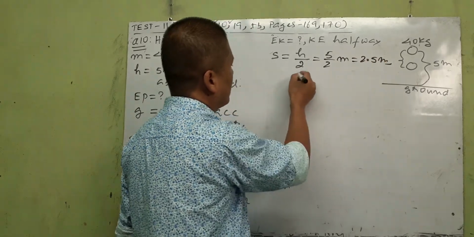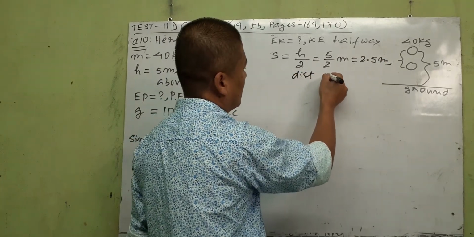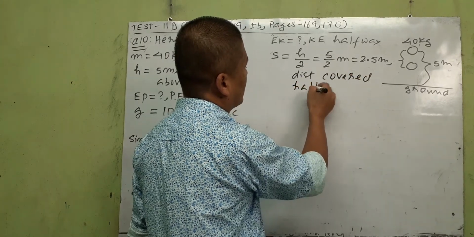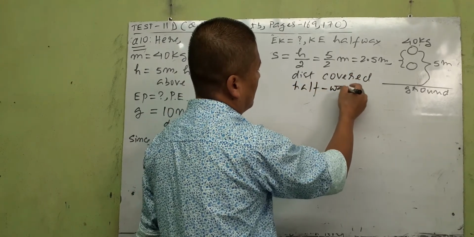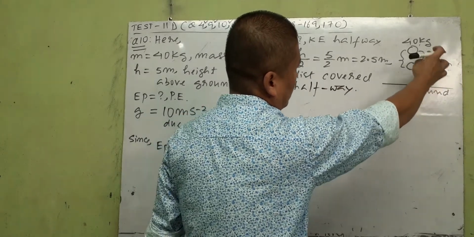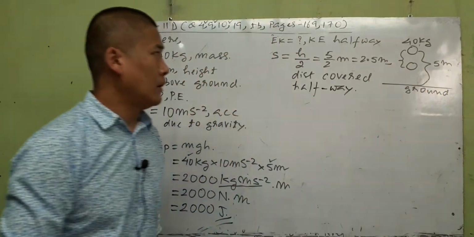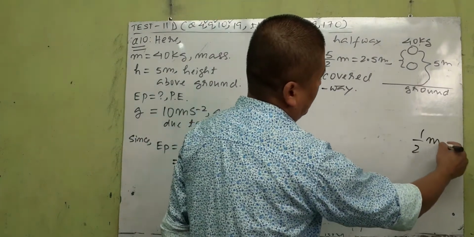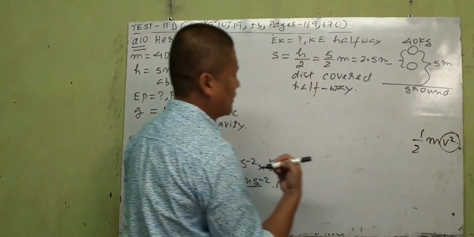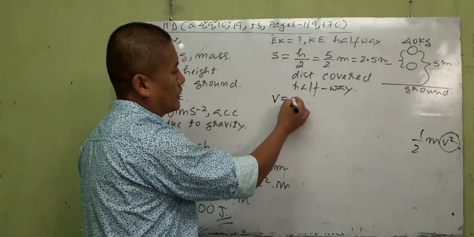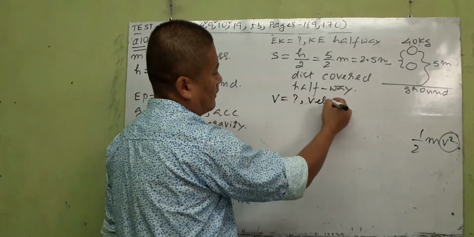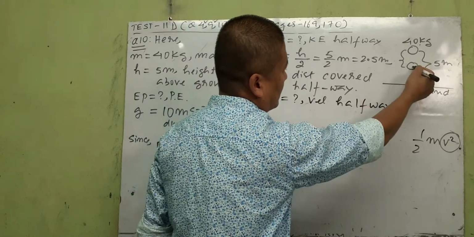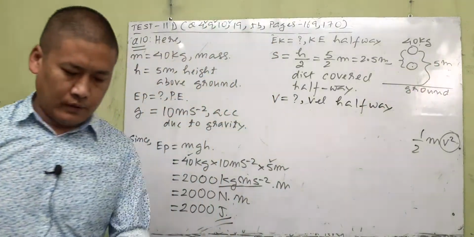It is distance covered halfway, as we have explained in the diagram here. At halfway it will be total height by 2, right? So S will be like that. And since kinetic energy formula is half mv square, we need v square. So v, let us write question mark, is velocity at halfway. Exactly at halfway it would have been gaining a velocity, right? So let us do that.